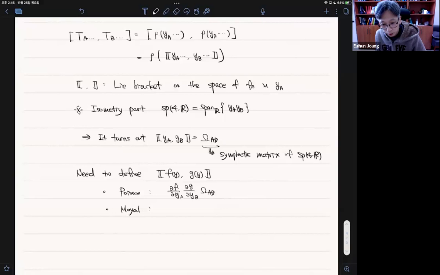Or the second one is that there will be sine functions of it, actually sine hyperbolic or sine, depending on the conventions that you have, acting on f(y), g(y).